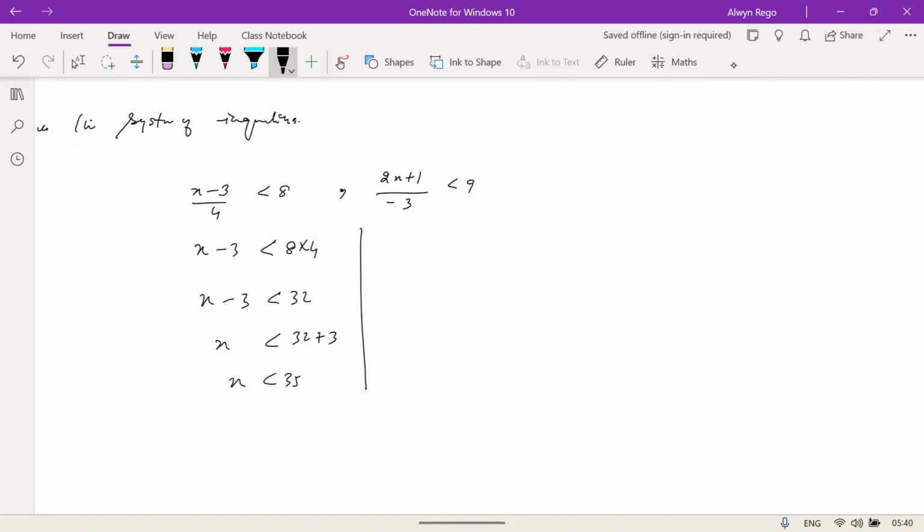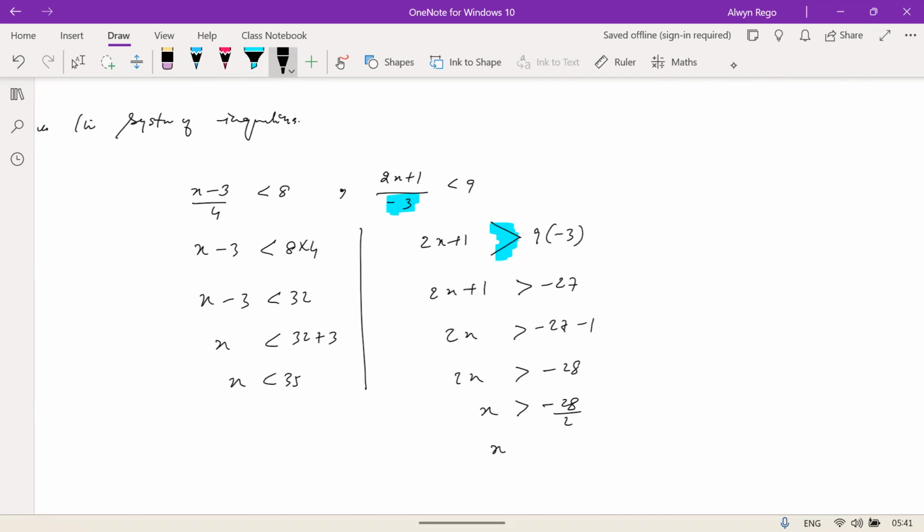And here you have that 2x plus 1 is more than 9 times negative 3, because you're multiplying both sides by a negative, the inequality will reverse. Therefore, we find that 2x plus 1 is more than negative 27. Therefore, 2x is more than negative 27 minus 1. Therefore, 2x is more than negative 28. Therefore, x is more than negative 28 by 2. Therefore, x is more than negative 14.